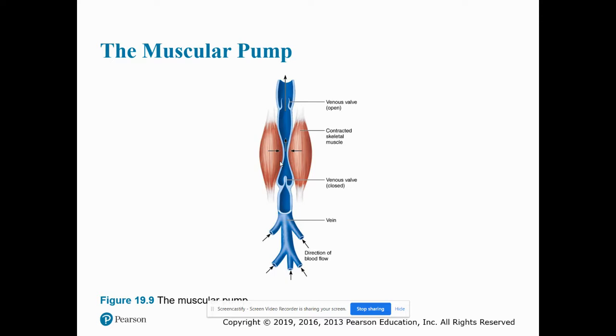And this would be the example of the muscular pump. Muscles contract and push blood back towards the heart.